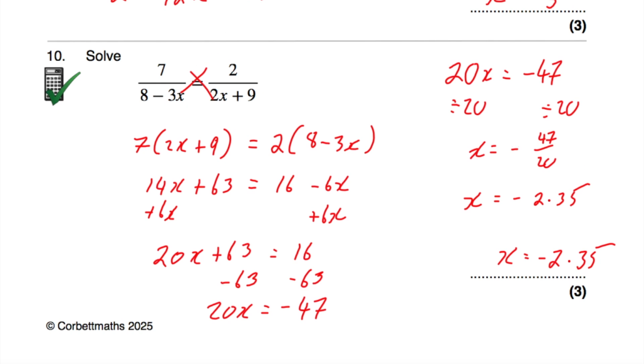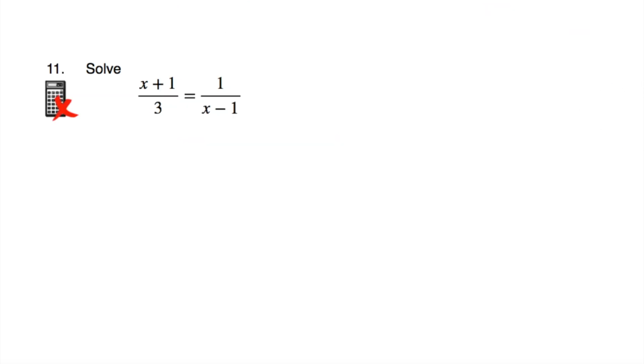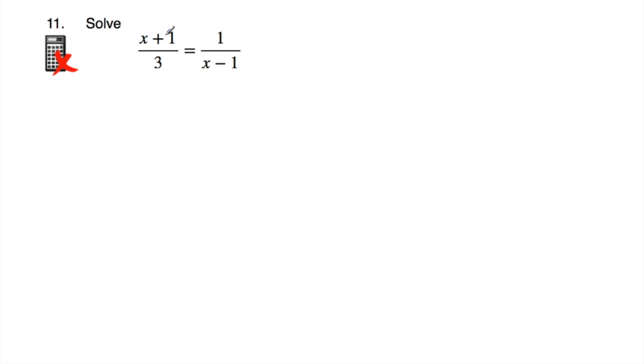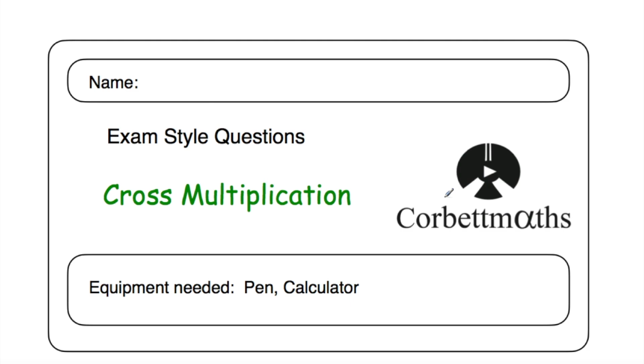Okay, let's look at our next question, question number 11. We've been asked to solve (x plus 1) over 3 equals 1 over (x minus 1). So again, we've got a fraction equal to another fraction, so we can use cross multiplication. This numerator times that denominator, x plus 1 times x minus 1, will equal that numerator times that denominator. Well, that's just 1 times 3, which is 3. Okay, so we've done cross multiplication.